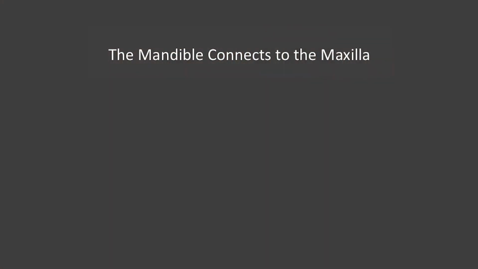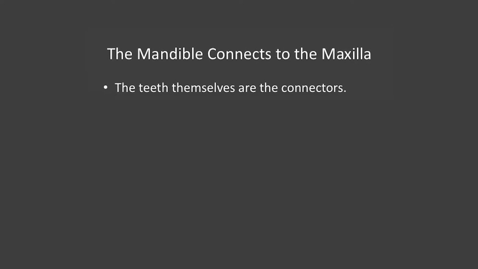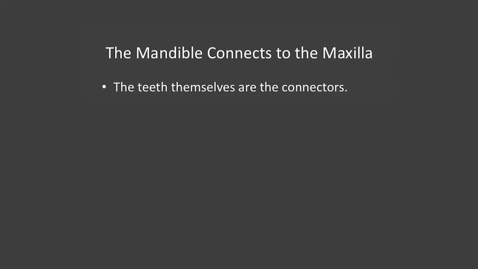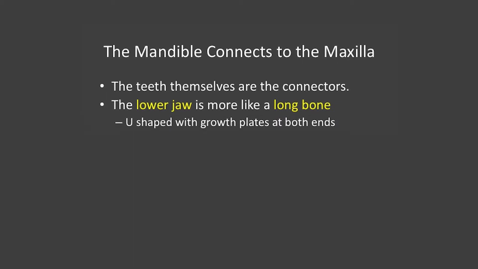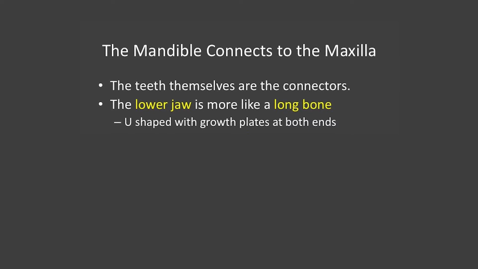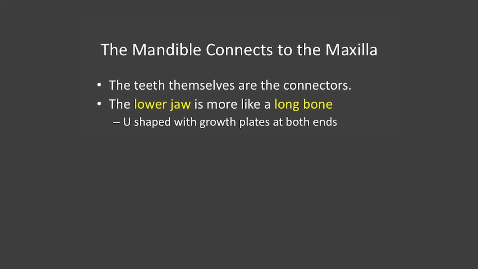So the mandible, the lower jaw, connects to the maxilla, and the teeth themselves are the connectors. So just like a joint or these sutures, we're connecting one bone to the other, and that's what the teeth do. The lower jaw is more like a long bone. It's shaped like a U. The growth plates are on either end. Totally different bone, right? It grows differently. We can't affect the lower jaw with the stuff that we do.